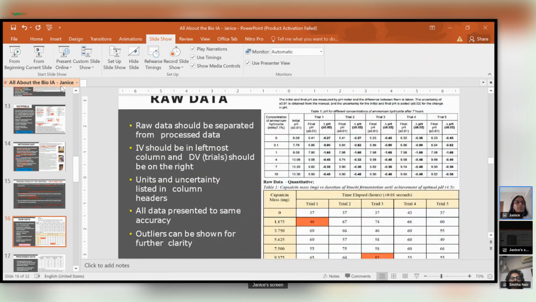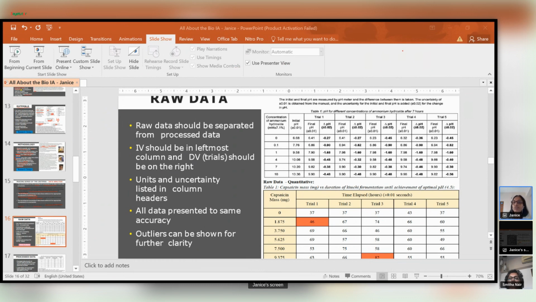Now let's come to this slide. Can you see this one? I can see. Thank you. Now the raw data. Can you see the raw data? Yes. Now this is how the raw data has to be. So the table has to be labeled very clearly.